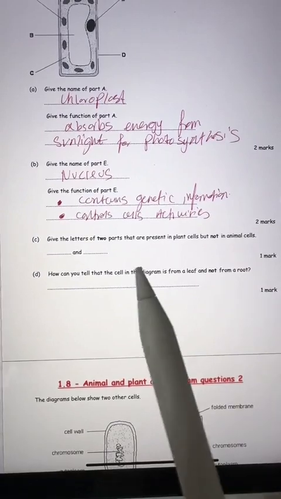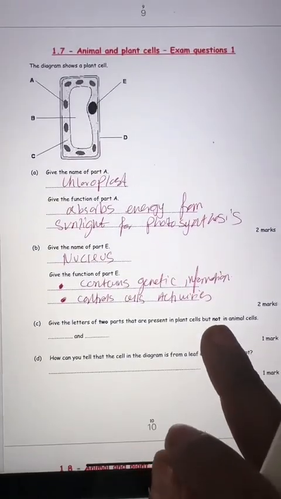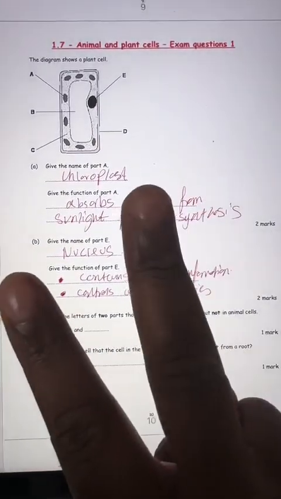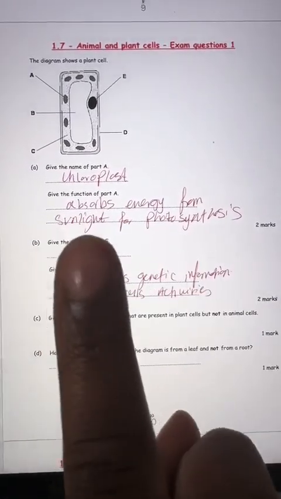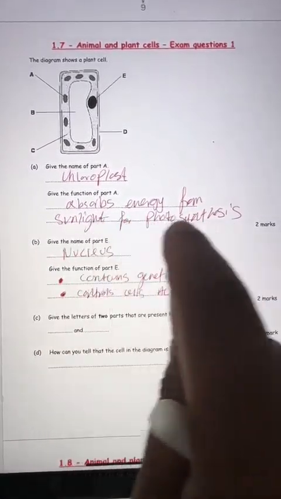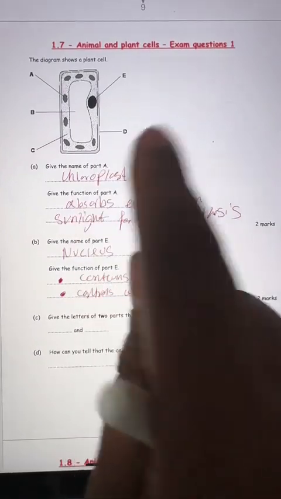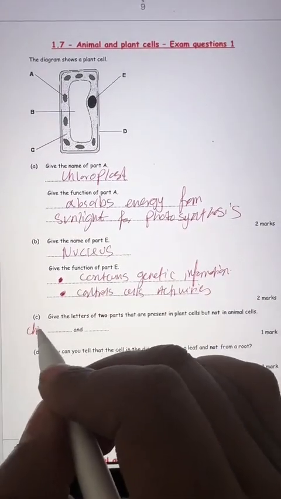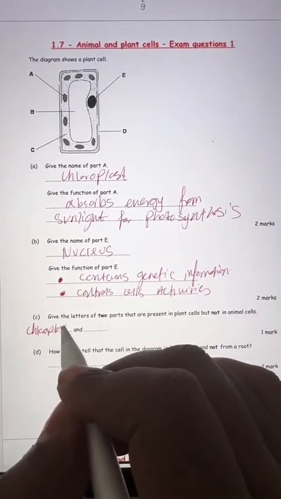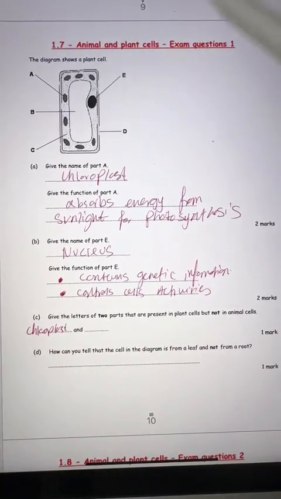C. Give the letters of 2 parts that are present in plant cell but not in animal cell. So the difference between a plant cell and an animal cell, these 2 things that they're talking about is number 1, the thing for photosynthesis. What's that called? Chloroplast. Good.